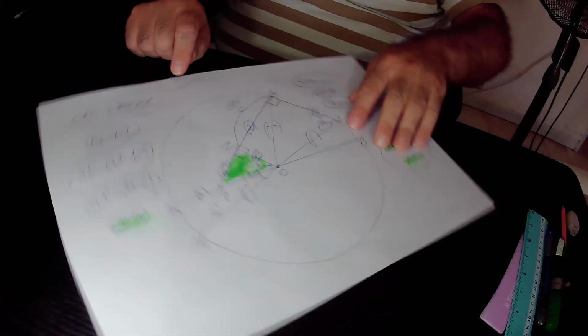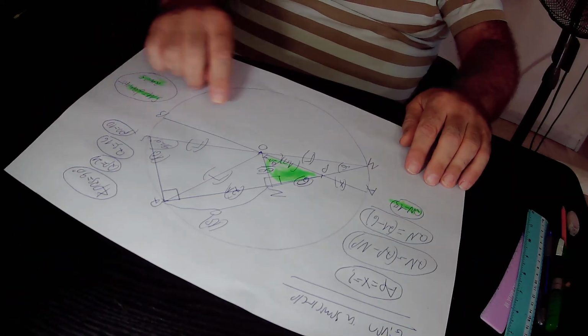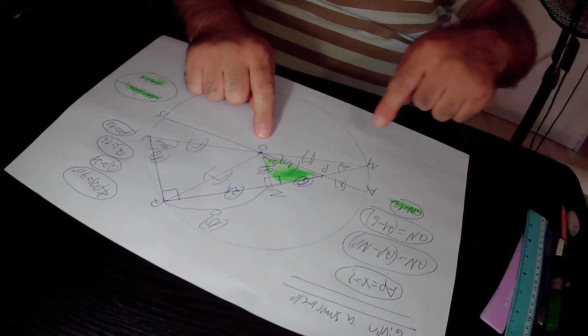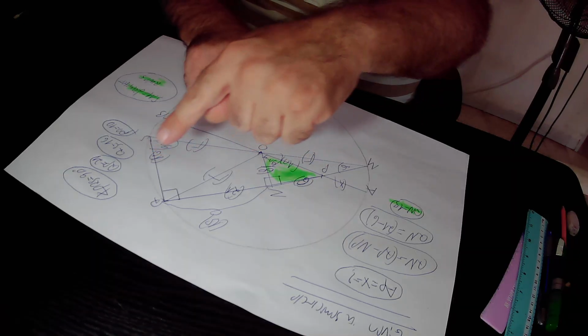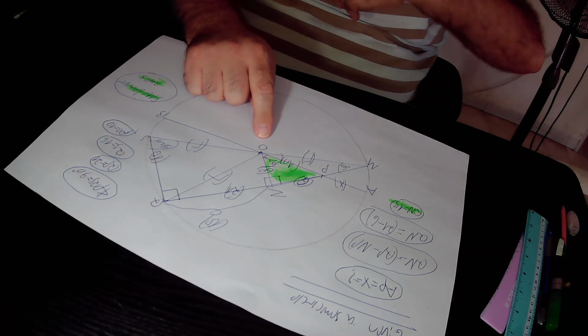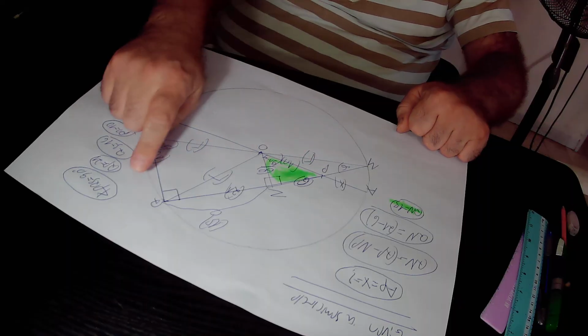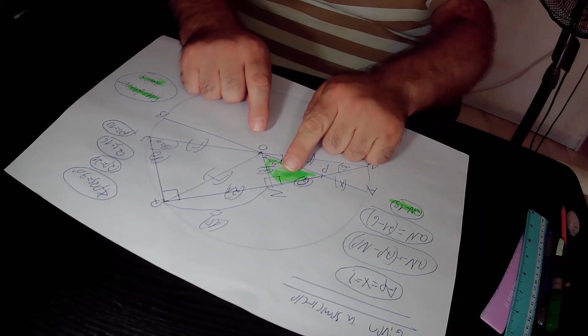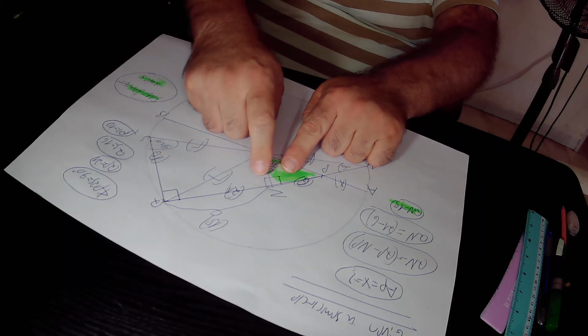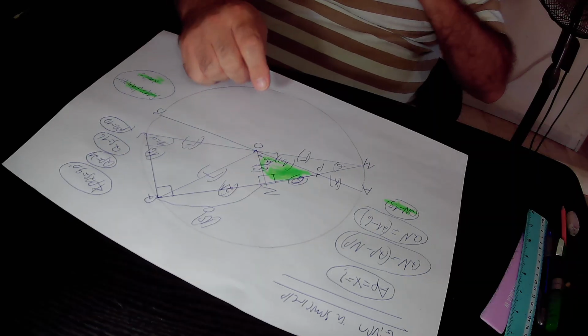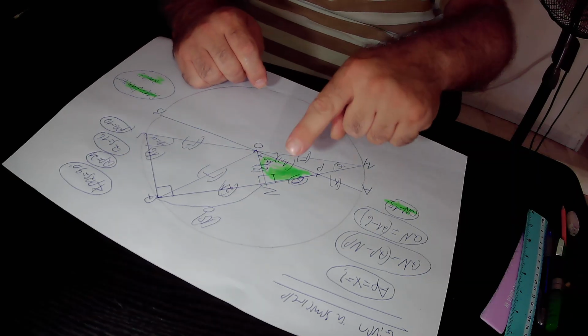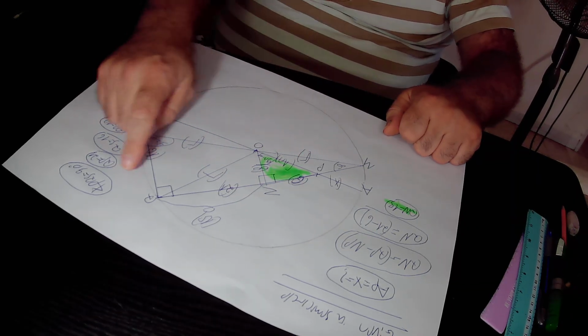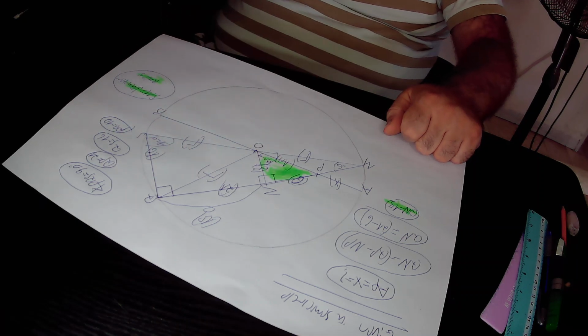In the next step, we did the construction: from point O, the center of this circle, we draw a perpendicular on PQ. So this angle equals 90 degrees and this angle also equals 90 degrees according to our construction. The touching point of the perpendicular from point O and PQ is point M.